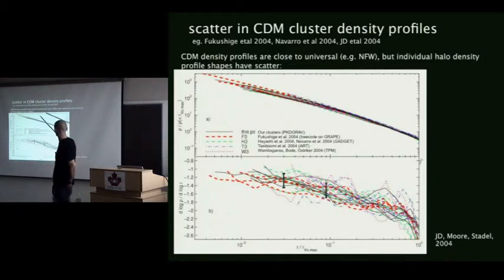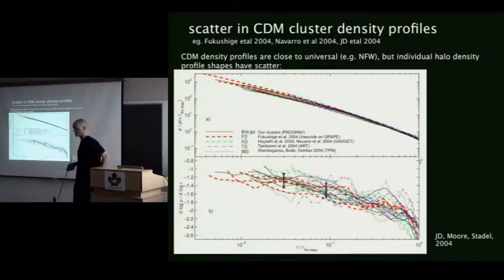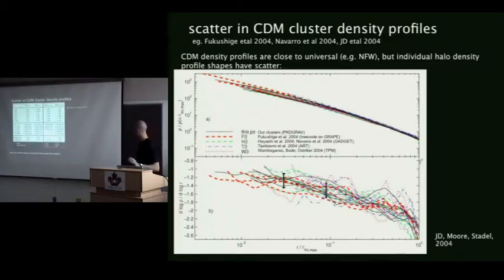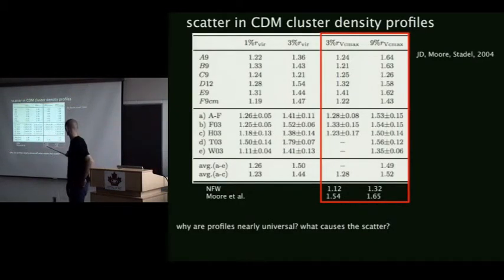When you plot the actual density profiles, you see significant scatter. So the black ones were my clusters, the black lines, and then I've compiled other clusters from four other groups. The nice thing is they're scattered, but there's not much systematic difference from one group to the other. So they've used very different codes, very different methods to set up the initial conditions. That's pretty robust. Also in the density slopes, you see a scatter, but the different groups agree very well.